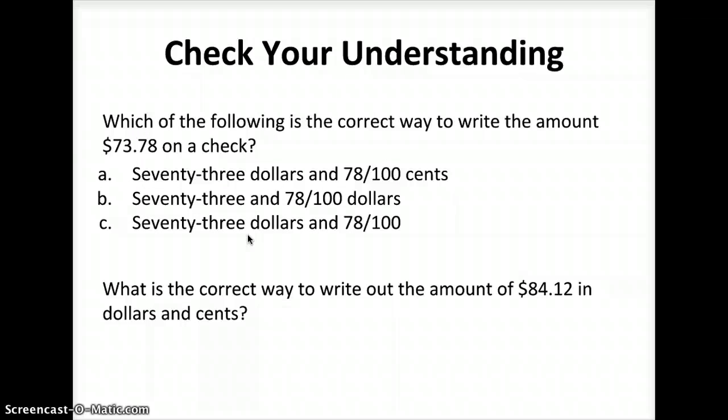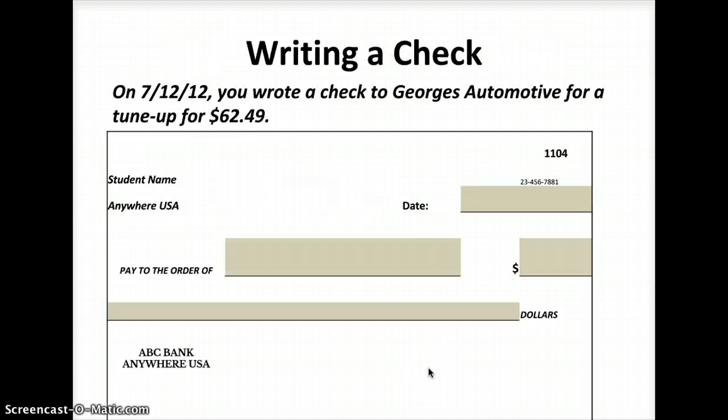Stop it. Okay, let's assume you figured it out. It's C, $73, and the period represents the cents, and since you have 78 over 100, you don't need the cents. So how do you write this one? You should be able to figure that out again, write it like C.